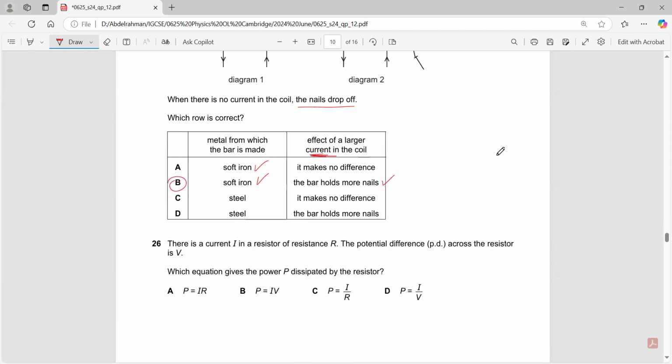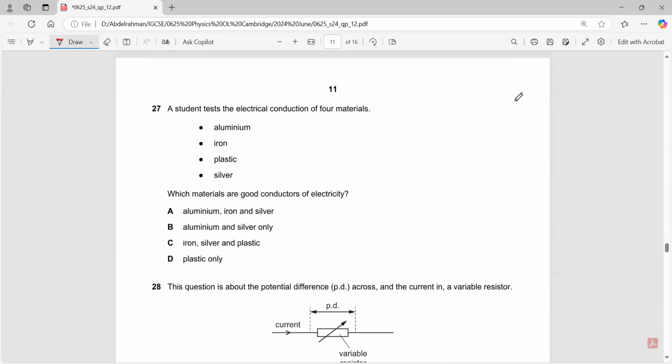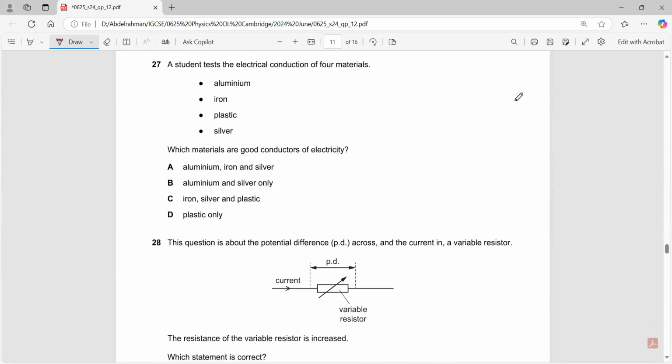Question 26. Which equation gives the power? Power equals IV or VI. Power equals IV, current times the voltage or the potential difference. Soon tests the electrical conduction of 4 materials. Which materials are good conductors? Aluminum, iron, and silver. Plastic is not a good conductor. I'm sorry, it is A.